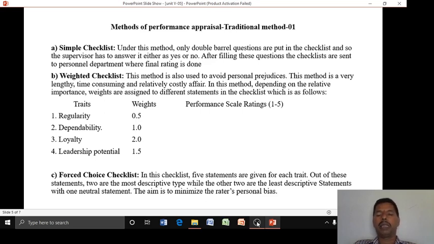The aim is to minimize the rater's personal bias.